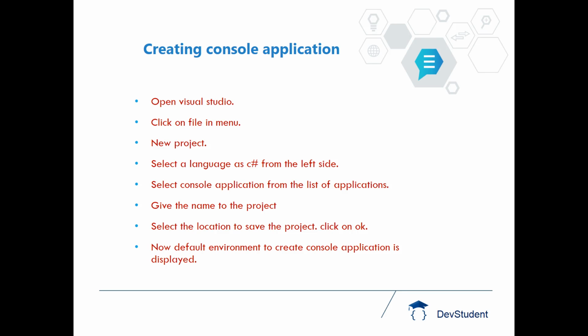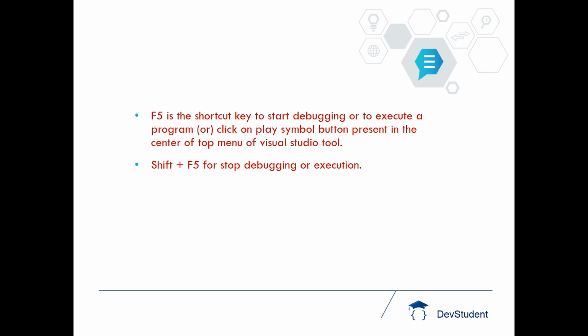Before creating the project, you have to give a name for the project, and you can also select a location in which the project will be saved. After creating the console application, the basic environment required for a console application will automatically be displayed in your window. These are two very important shortcuts in Visual Studio. F5 is to start debugging or execute a program, and Shift plus F5 is to stop the execution of a program.